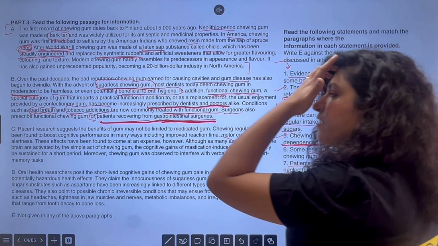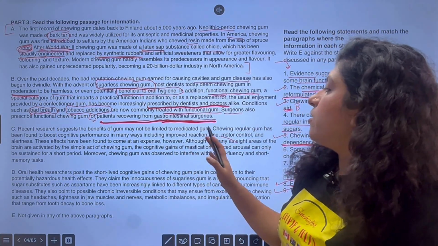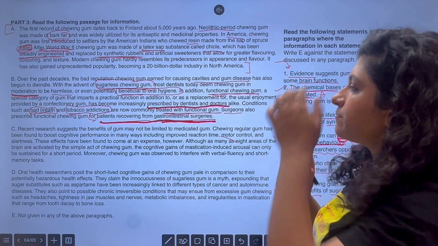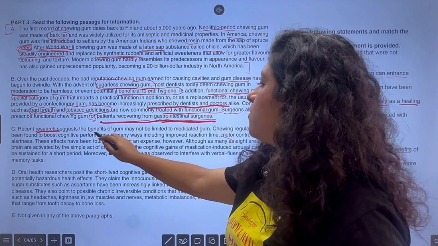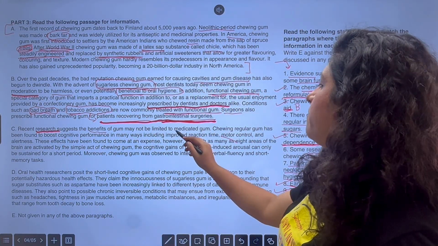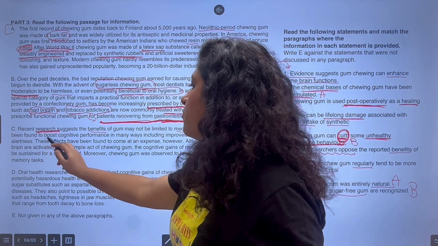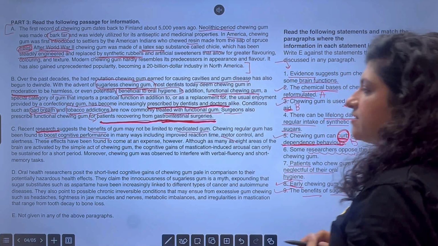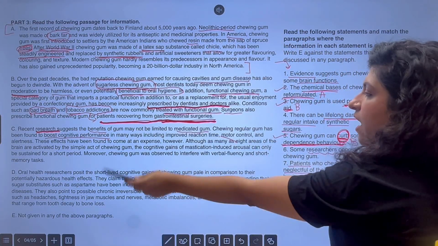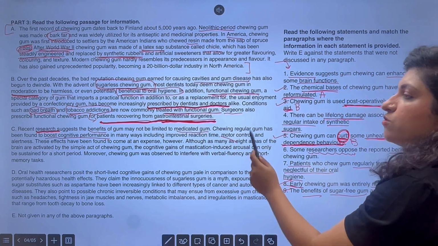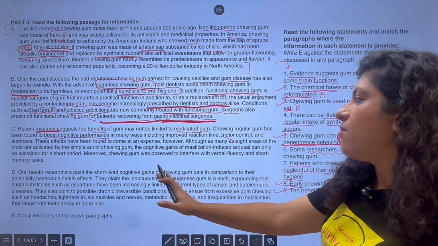Now we come to paragraph C. C says, recent research suggests the benefits of gum may not be limited to medicated gum. Now research says that the benefits of gum are not only limited to medicated gum. Chewing regular gum has been found to boost cognitive performance in many ways, including improved reaction time. It boosts brain development. So how? It improves reaction time, motor control, and alertness. These effects have been found to come at an expense, however.